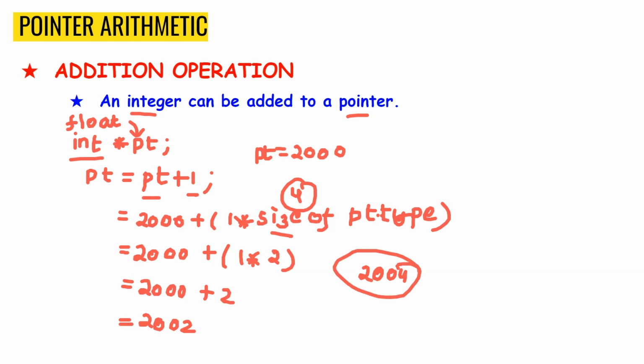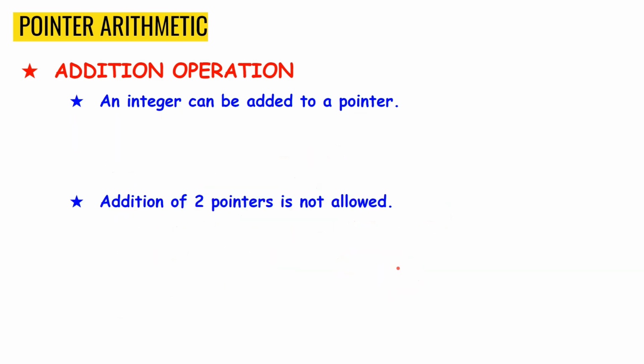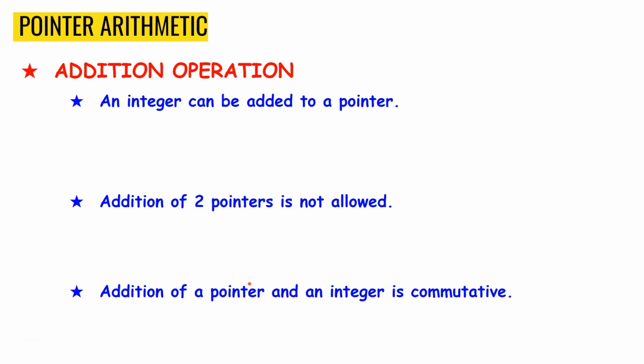The second rule is that addition of two pointers is not allowed. For example, I have two pointer variables, int *p and another integer pointer variable *p1. Adding these two pointers is not possible. Even though both are pointer variables, adding them is not possible. The third rule is that the addition of a pointer and an integer is commutative, which means that pt + 1 is the same as 1 + pt.